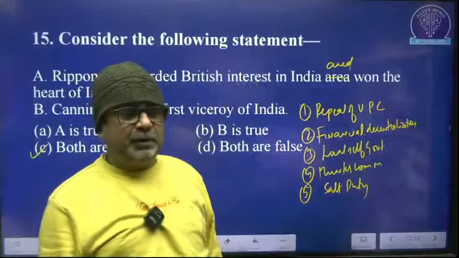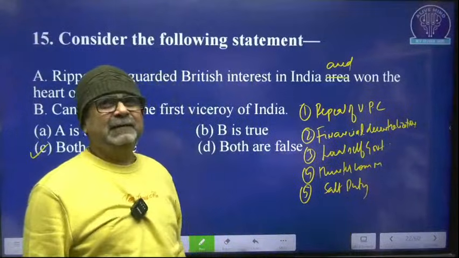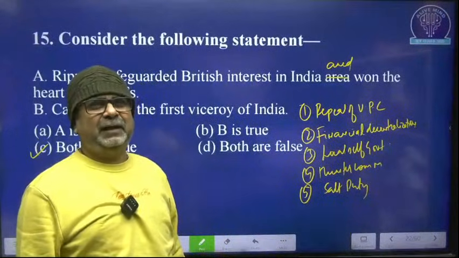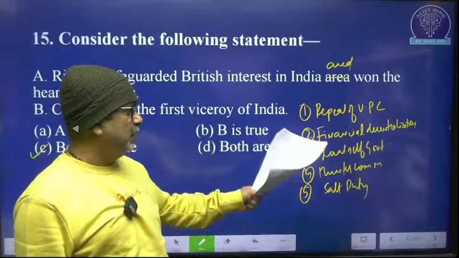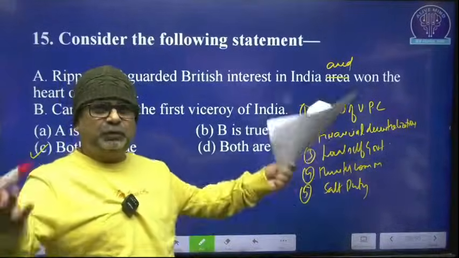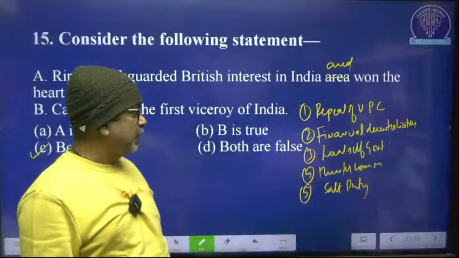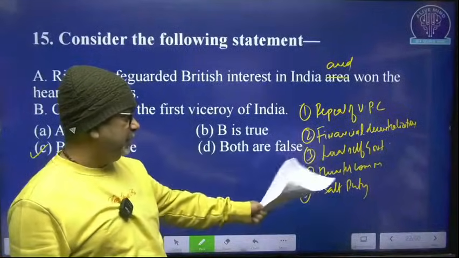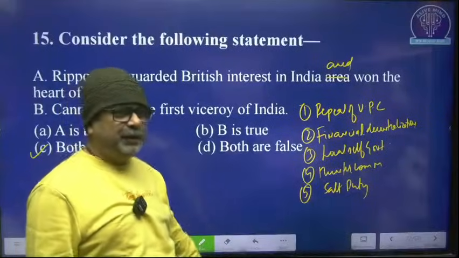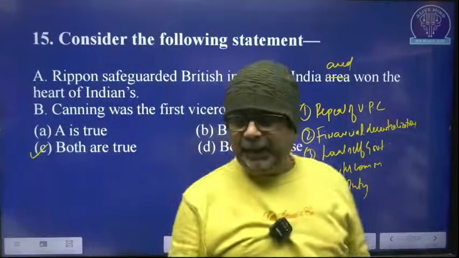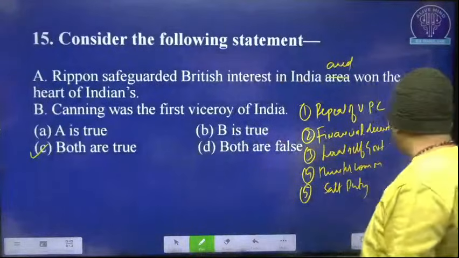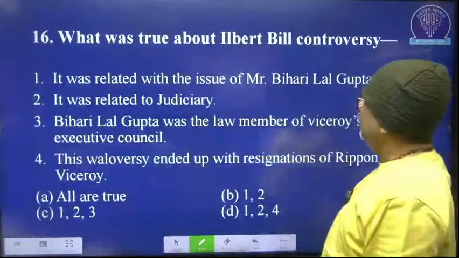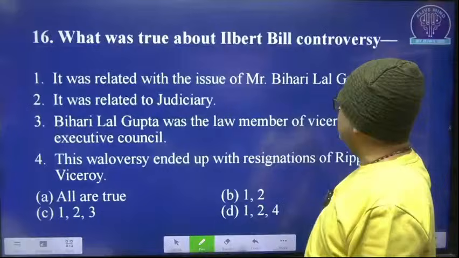Lytton was sent to control the fire in India. Instead of controlling the fire, he instigates the fire. And then Ripon was sent to control the huge fires. So repeal of Vernacular Press Act, financial decentralization, local self-government, Hunter Commission for education, salt duty. Canning, you write by yourself. 15th answer is C. What was true about Ilbert Bill controversy?